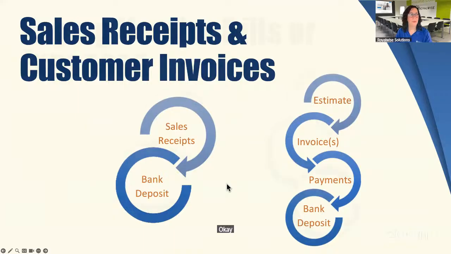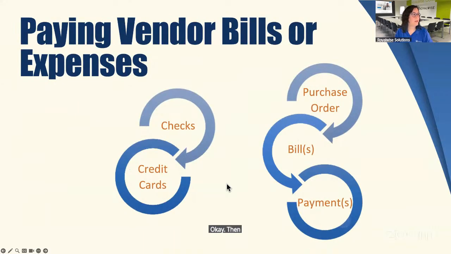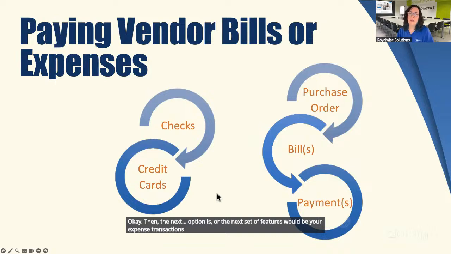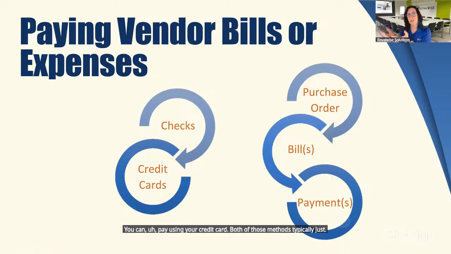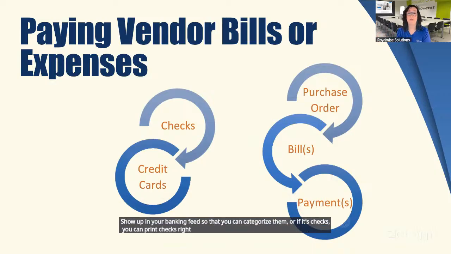Okay. Then the next set of features would be your expense transactions. And these work the same way in that when you have one-off expenses, you can just write a paper check. You can pay using your credit card. Both of those methods typically just show up in your banking feed so that you can categorize them. Or if it's checks, you can print checks right through your QuickBooks Online.